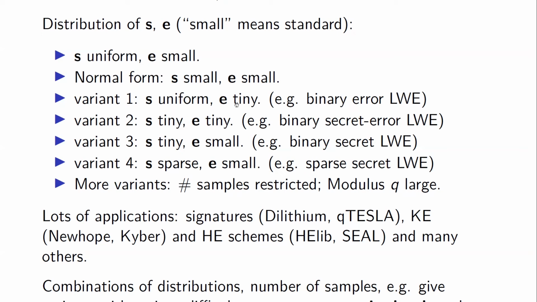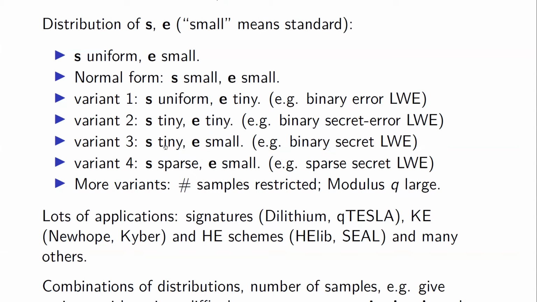For example, we can make E tiny. Tiny means much smaller than small. For example, we can have the binary error LWE, where E is binary. When E is binary, depending on the number of samples given, the problem can be easy or hard, so we will see a discussion on this. Similarly, we can have both S and E be binary. Again, this problem really depends on the number of samples given.